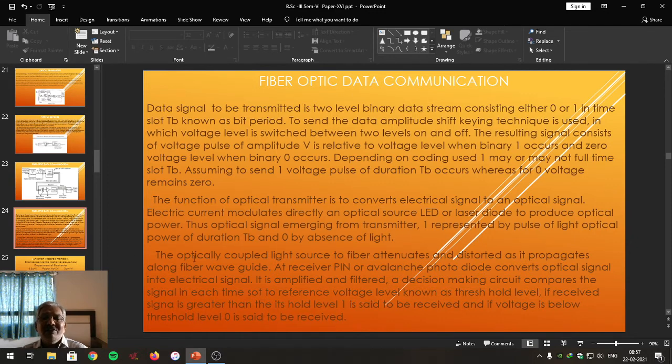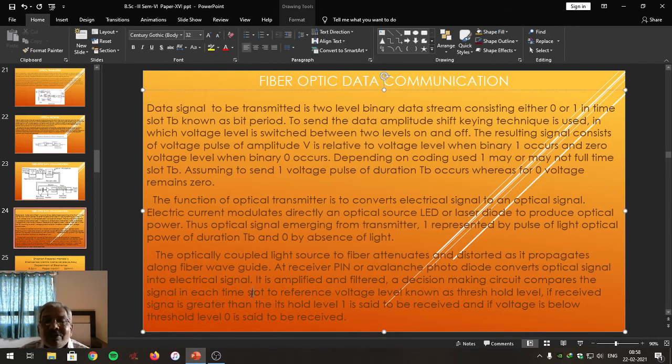Now let us talk about the receiver. The light optically coupled to the fiber is attenuated and distorted as it propagates along the fiber waveguide. At the receiver, a PIN or avalanche photodiode is used that converts the optical signal into an electrical signal. It is amplified and filtered. A decision-making circuit compares the signal in each time slot to a reference voltage level known as the threshold voltage level.